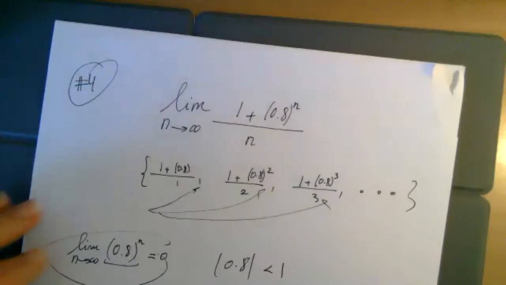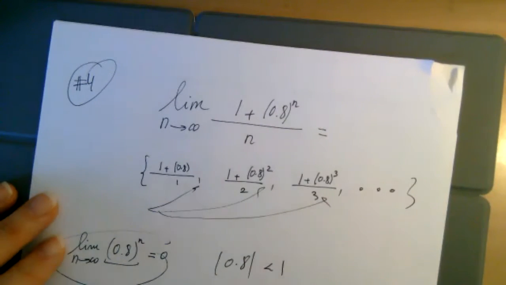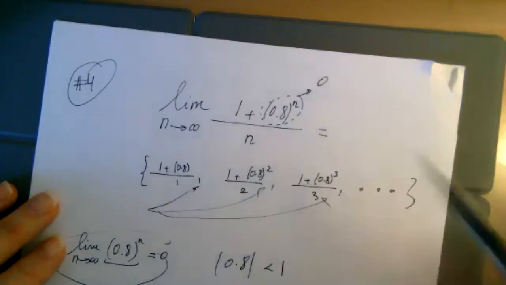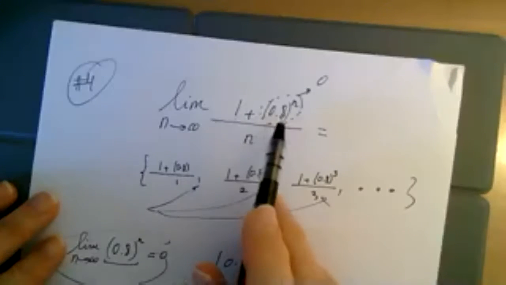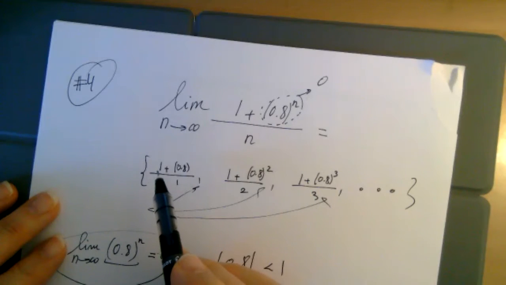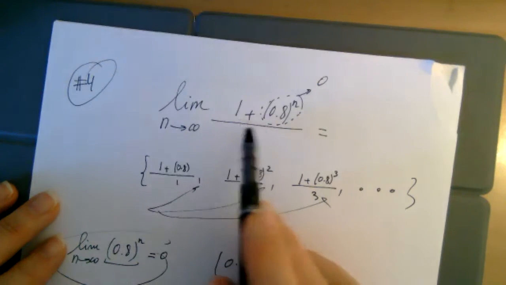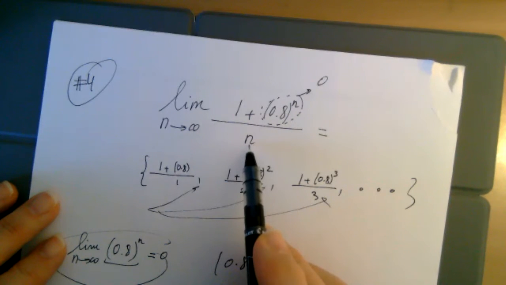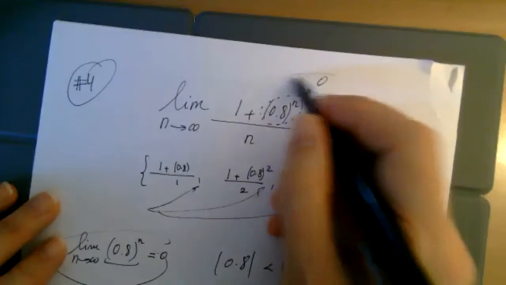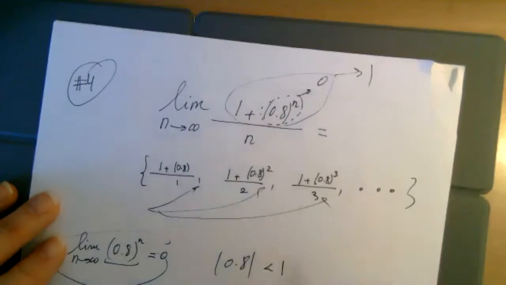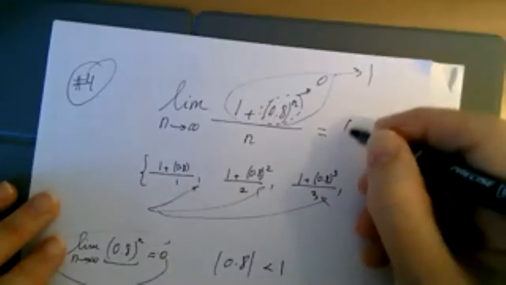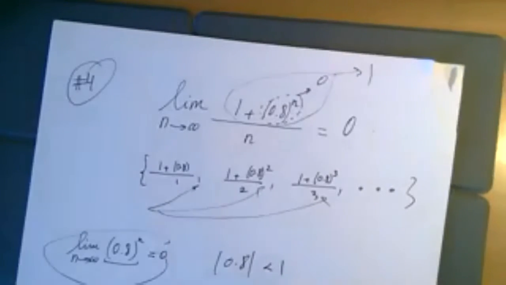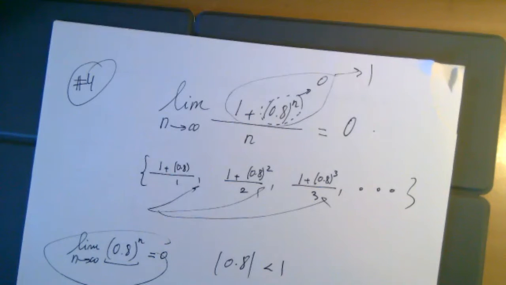So now what's going to be the limit? The limit now is not hard anymore. This term, 0.8 to the n, goes to 0. So now I have the numerator getting close to 1, because that's 1 plus 0. The denominator goes to infinity. So the whole thing is going to become close to 1 over something very large, which is something very small. Okay, so those are the two questions that the class as a whole struggled with.